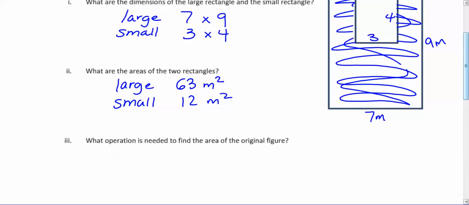Now what do we need to do? Instead of adding them together, we're going to take out what we don't need. So what operation is that mathematically?